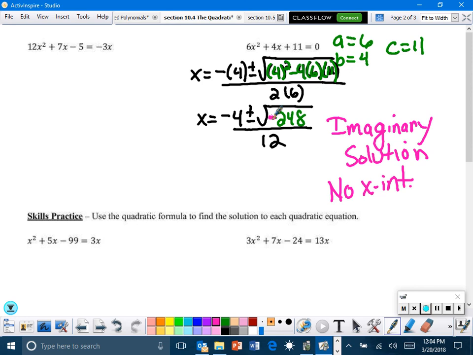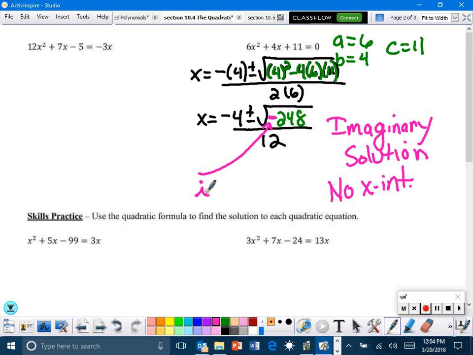Now, there is a way to simplify this. Unfortunately, that is something that'll have to be done at a later time. Usually in this class, we don't get to it, but it is something that you should be taught. So if you want me to teach that to you, please see me after school, before school, and I'll show you what to do. Whenever we see a negative inside the square root, it's an imaginary number.